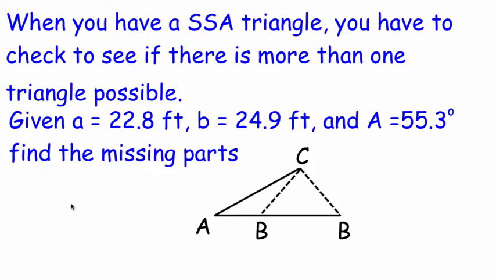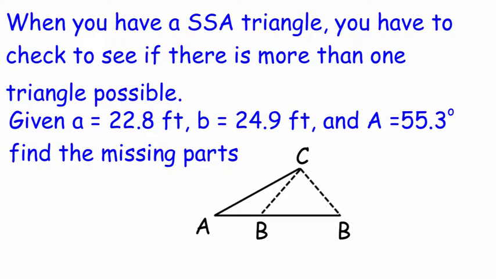So let's look at this example. When you have a side-side-angle triangle, you have to check to see if there is more than one triangle possible. So what we have here is a triangle where side A is 22.8 feet, side B is 24.9 feet, and angle A is 55.3 degrees. However, what we don't know is what angle C is, and we don't know what side C is.